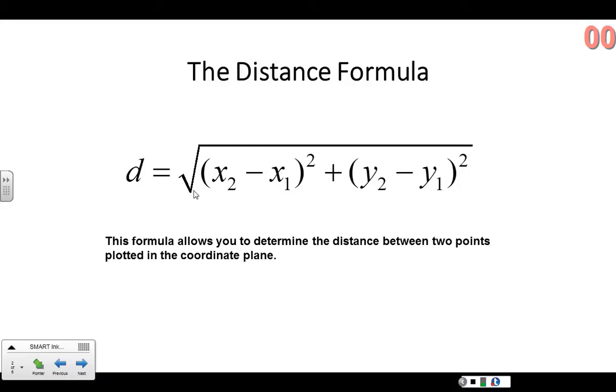Notice it is the square root of x2 minus x1, so that's your second x coordinate minus your first, squared, plus y2 minus y1 squared, your second y coordinate minus your first, squared. So we'll use this formula to find the distance between 2 points.